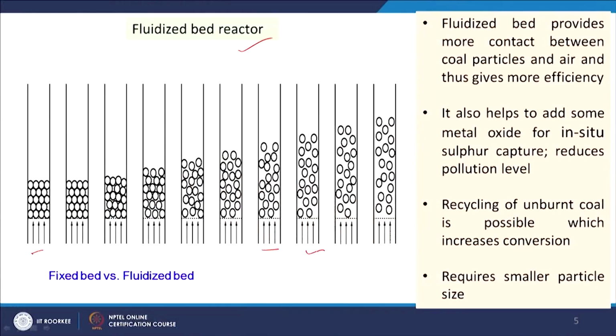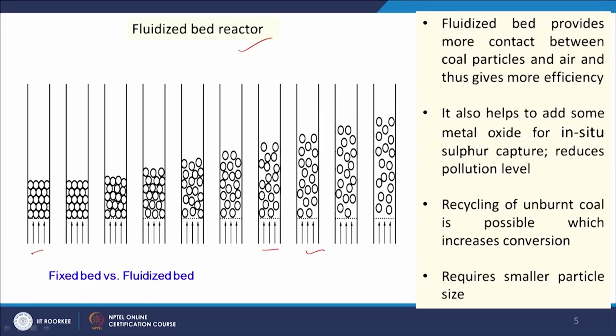So, when the solid particles are surrounded by more gas molecules, there is a good chance of reaction. That is why we get more chance of reactions in the fluidized bed reactor, and in this case the particle sizes are also smaller. Once the particle size is small, one way we can reduce the loss of fine coal particles, and second, we can get more interaction of the solid particles with the gas molecules and a higher rate of reaction.